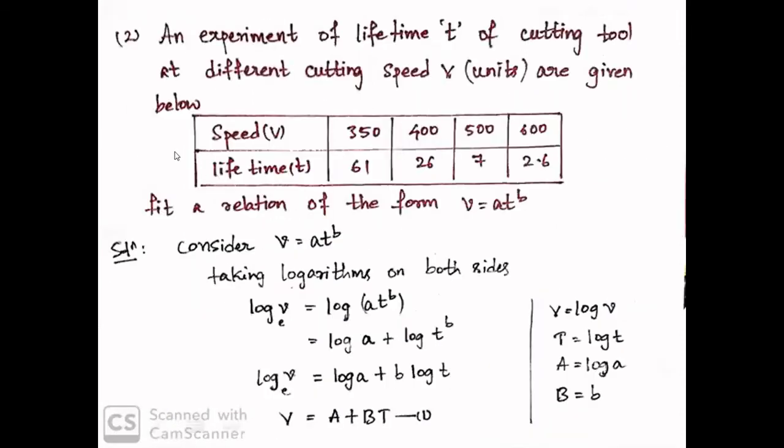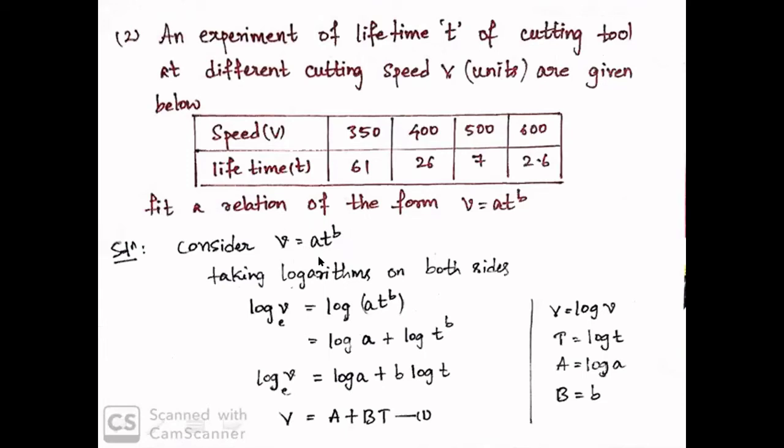Coming to the next problem, an experiment on the lifetime t of a cutting tool at different cutting speeds v is given below. The data of the speed and lifetime is given. To this data we have to fit a relation of the form v is equal to a into t to the power of b. So this is the geometric curve we have to fit for the given statistical data. We consider the given curve v is equal to a into t to the power of b.